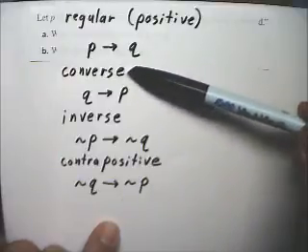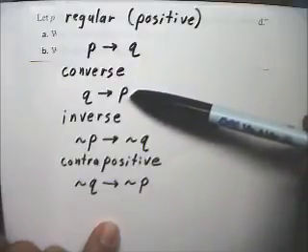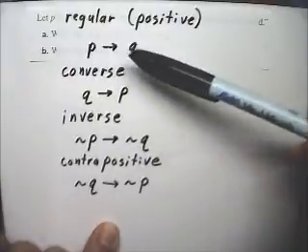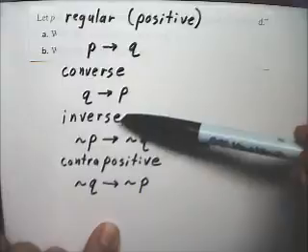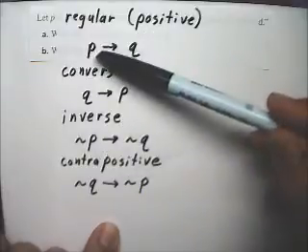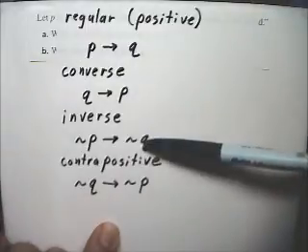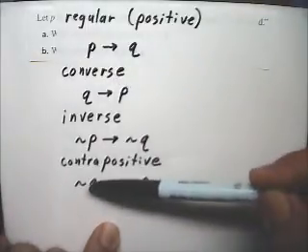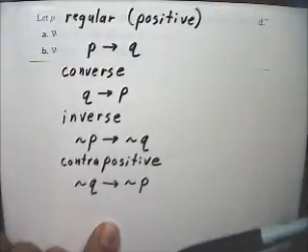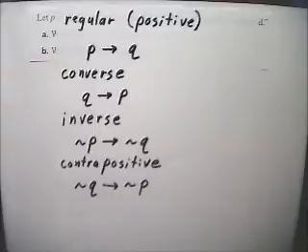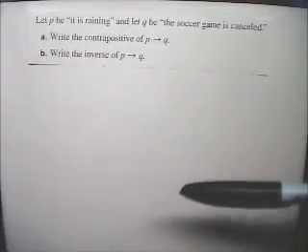The converse, which you're very familiar with now, is just the reversal of the first part and the second part. The inverse is this: not P and not Q. The contrapositive takes the converse and it becomes not Q and not P. So we'll start working some examples that illustrate this.